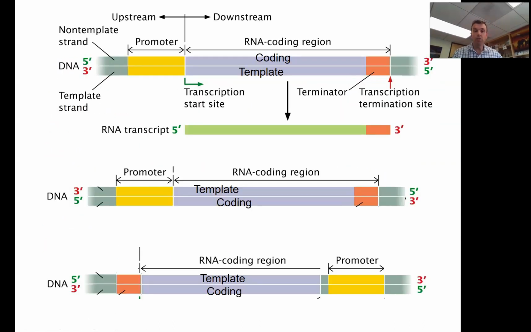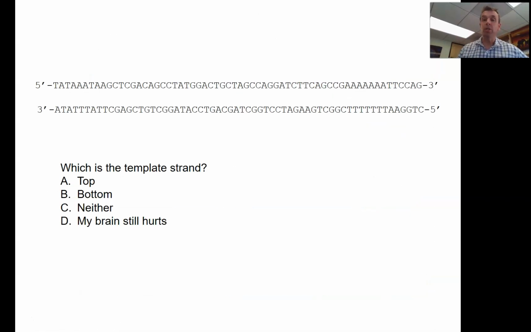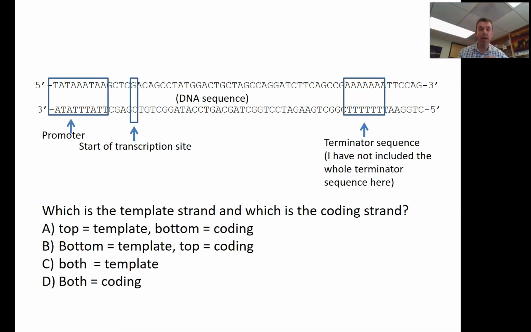This is really no different than when I just labeled this as promoter and terminator, but now we're adding in the aspects that you already know about what a promoter and a terminator sequence look like. So now I want you to recognize the promoter sequence with the TATA box and the terminator with long stretches of A's or T's. And when we have that, now try to answer: which is the template strand and which is the coding strand?